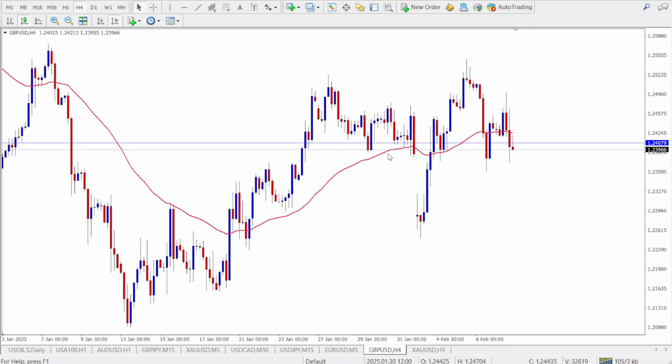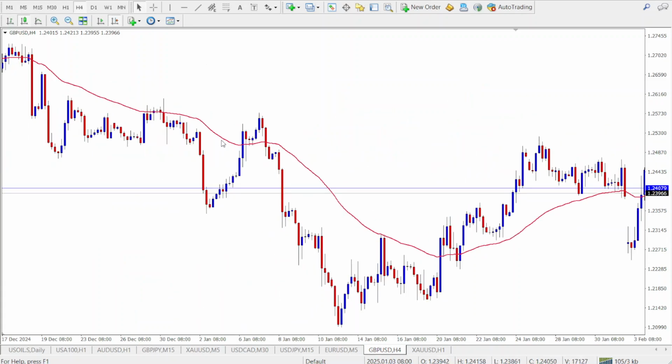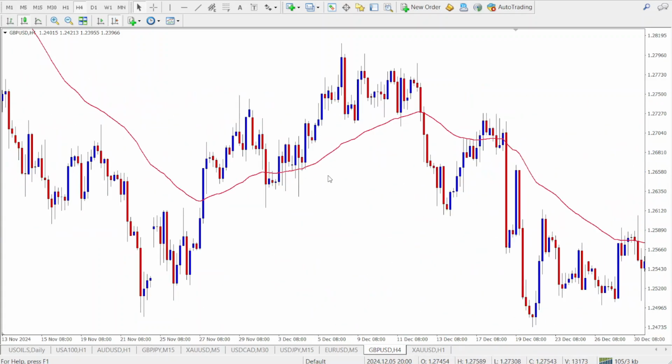There are two main types of moving averages. They are not the only types, but they are the two main ones: the simple moving average and the exponential moving average. The simple moving average calculates the average price over a set period, while the exponential moving average gives more weight to recent prices, making it more responsive to price changes. The key takeaway is that moving averages help identify trends and can act as support and resistance levels, as you can see on the chart.